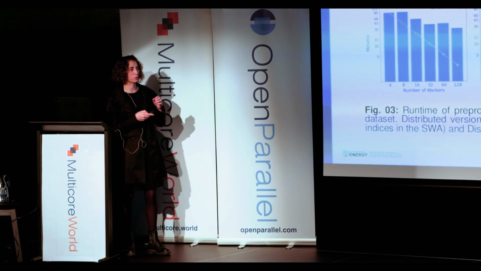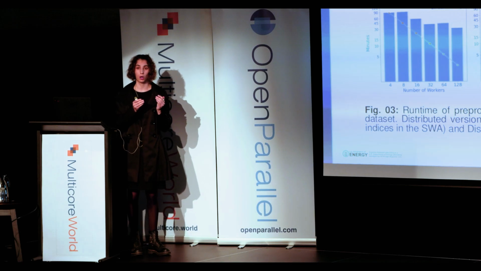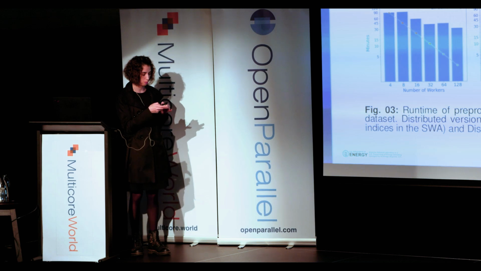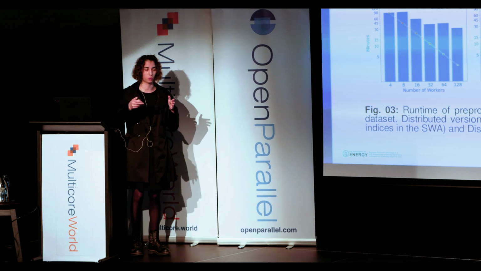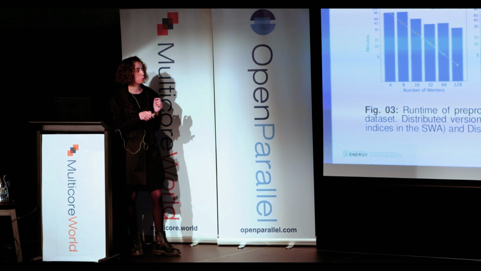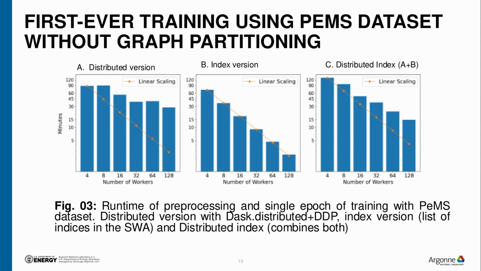And these are some numbers on the scalability. The first thing to note is that, to the best of our knowledge, no one had trained spatiotemporal graph neural networks on the PEMS dataset, which is the largest that we have. So we were able, first of all, to make it work, just by distributing the data and the pipeline. The second thing is that we were able to have a perfect scaling when we introduced our memory optimizations, which is excellent.